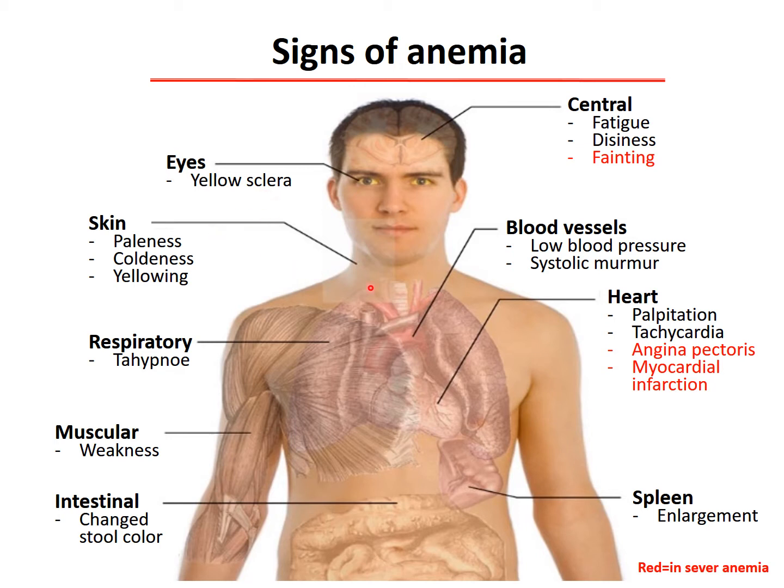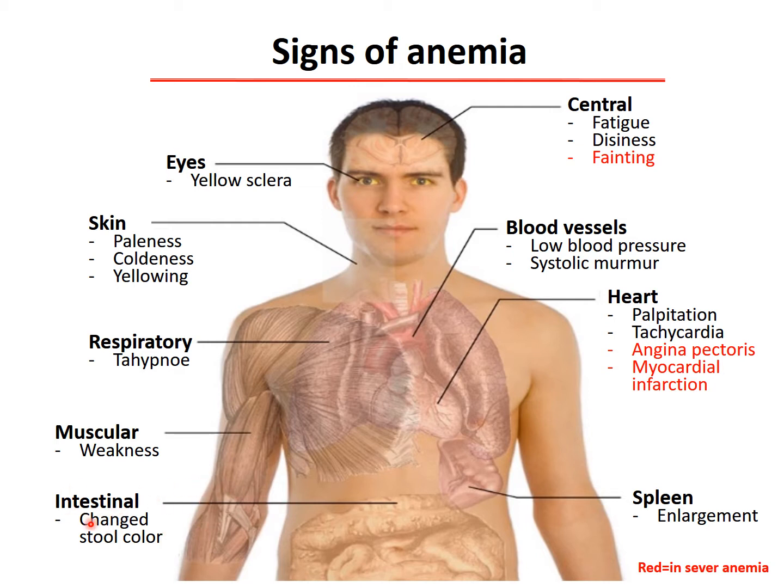On the skin, very similarly, the sign or consequence of anemia can be paleness or coldness, because with sympathetic stimulation peripheral vasoconstriction occurs, but it can be yellowing again due to increased destruction and bilirubin level. Respiratory system: because we have hypoxia, hypoxia stimulates the breathing center. We have tachypnoea, usually very short and very frequent breathing. Muscular weakness can be obtained: less oxygen, less myoglobin, less strength of the muscle.